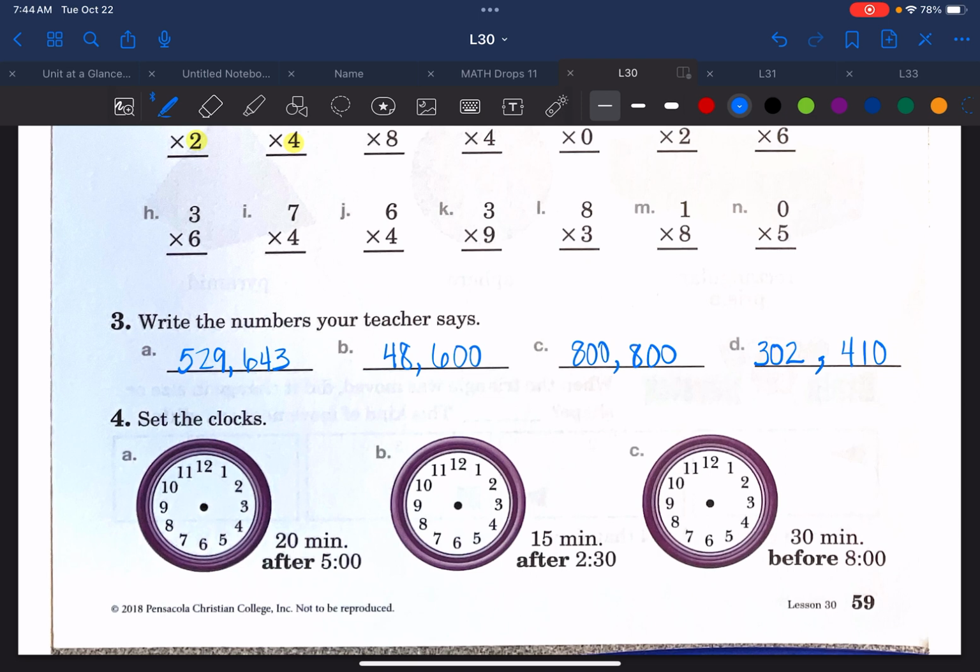Number 4, you're going to set the clocks. So careful, it says after 5. After 2:30. So it's not just 15 minutes after 2, it's after 2:30. And then this one is 30 minutes before 8. So if you need a little clock, go get one, set it at 8 o'clock, and then go 30 minutes before.